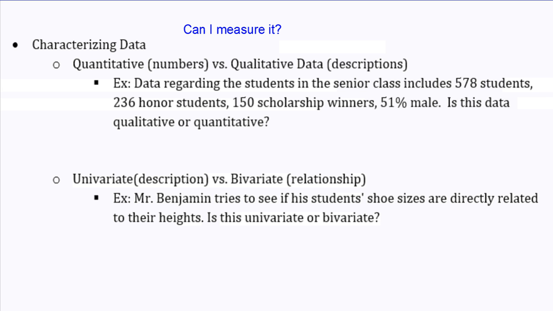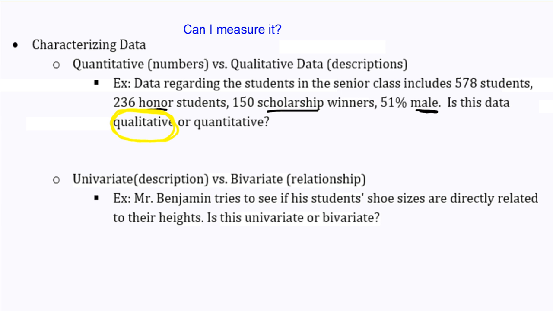So for example, in this particular problem, senior class, 578 students, 236 of them are honor students, 150 scholarship winners, 51% male. All of these different things, okay, honor students, scholarship winners, male versus female, all of these are descriptors. I can't actually measure or put a number to any of those things, which means that these are all qualitative measurements.